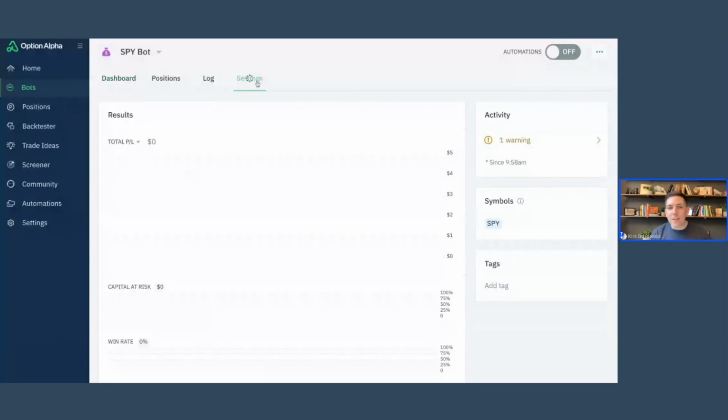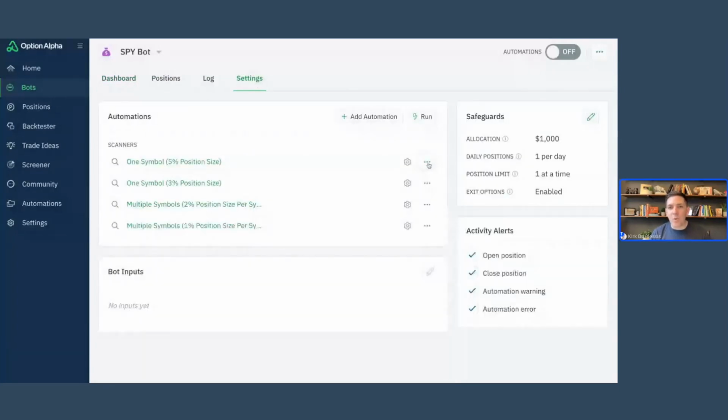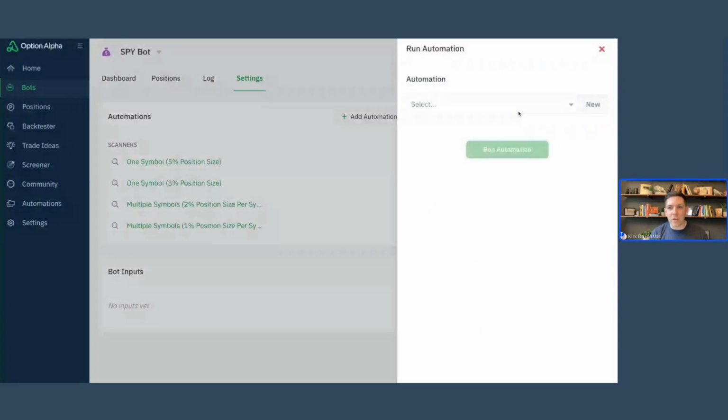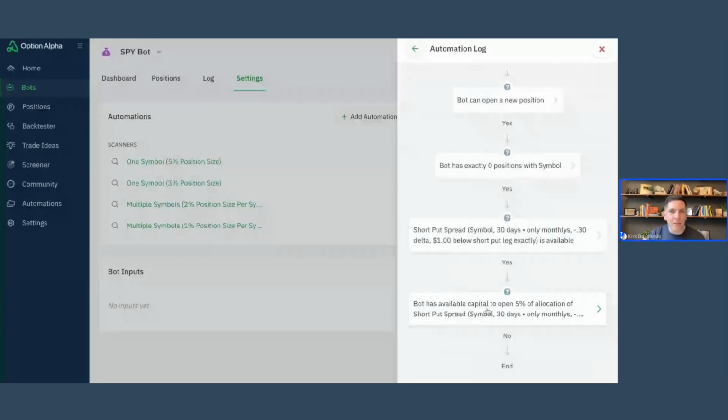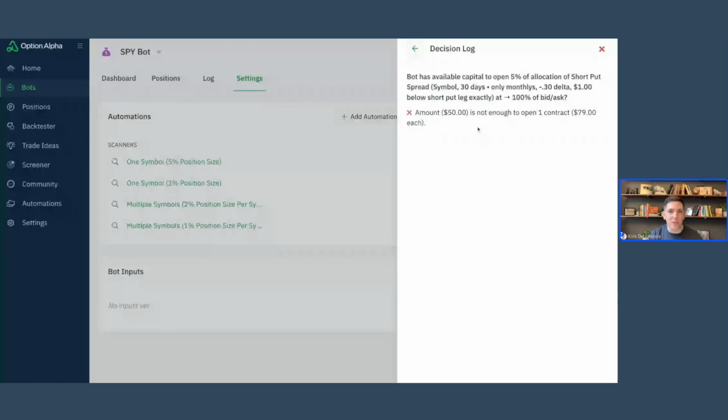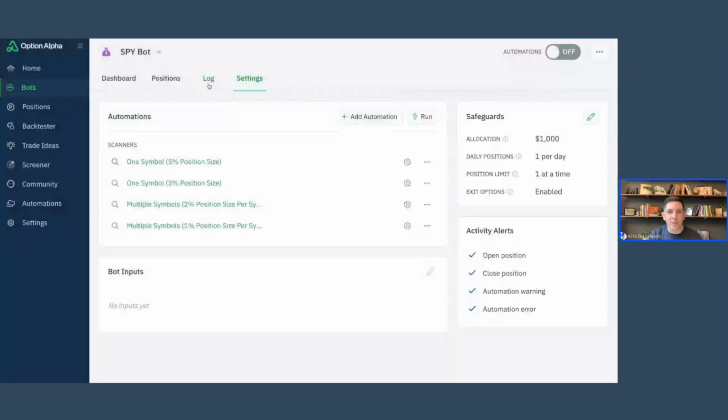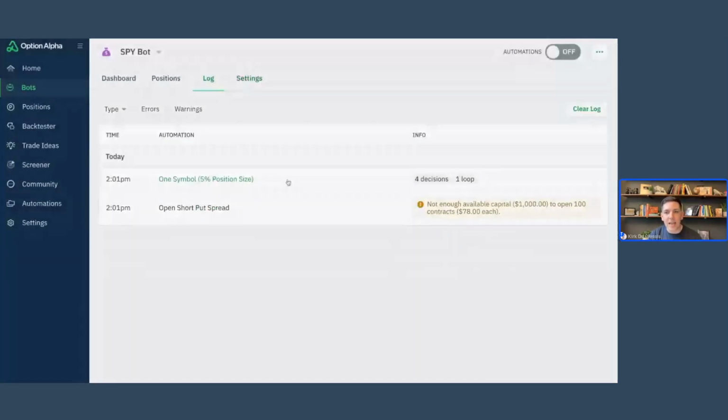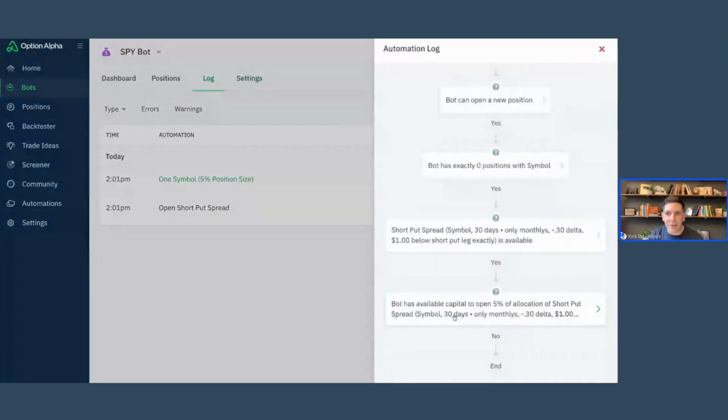Now, if you're running this automation, watch this for a second, and try to get into this position. We're going to run our 5% automation, remember that 5% position size. We know we don't have enough capital. It's going to run the automation, and then it's going to stop. It physically ran the automation. Look in your log here. You can see it went through 4 decisions, and it stopped because it doesn't have enough capital.